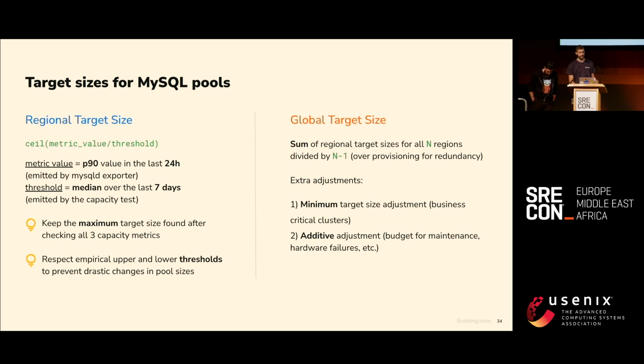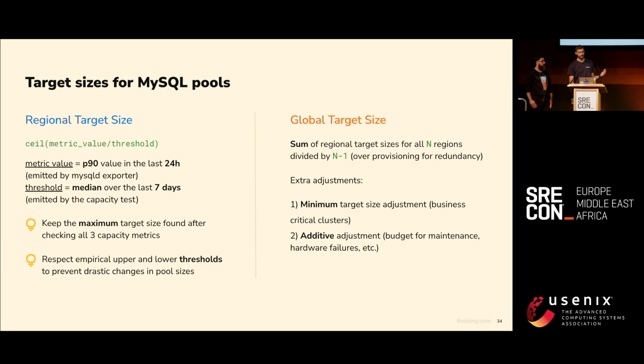Once we have, for example, three regional target sizes in three different regions, we go and calculate the global target size. So even if we might have three different numbers, we will calculate a single number for the whole pool, and we will apply this number for all regions. So this is an approach that is rather conservative and leans towards over-provisioning, but we do want this because our design decision was to prioritize business continuity over cost efficiency.